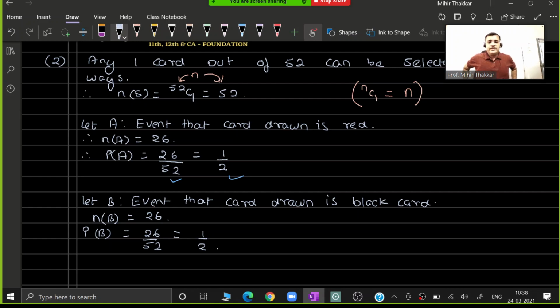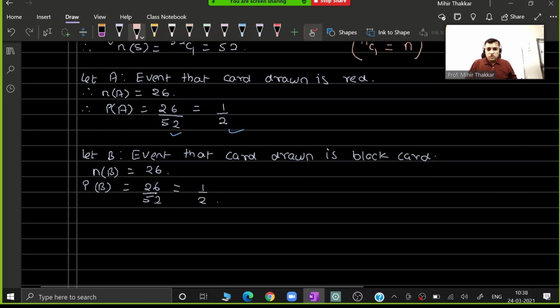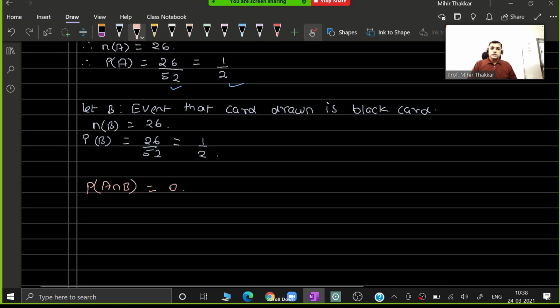Now guys, when we are talking about the event being red and black, can there be any common outcomes? Absolutely not. A card which is being selected will be either a black card or a red card. It is not possible that one card is simultaneously red and black both. So when it cannot be both together, your probability of A intersection B has to be equal to 0 because there are no common outcomes in this particular event.